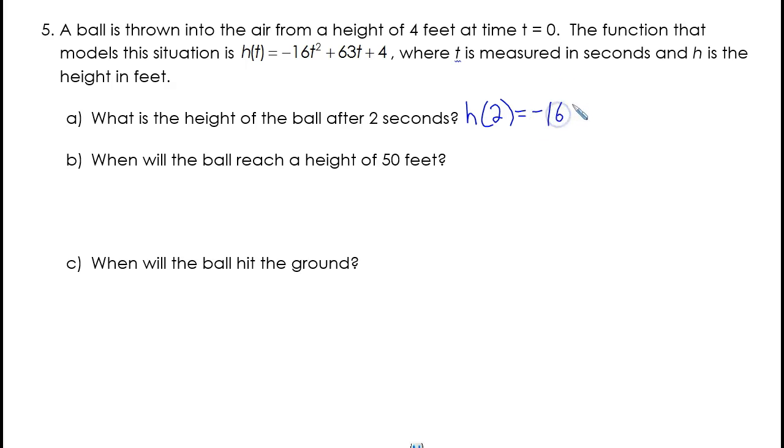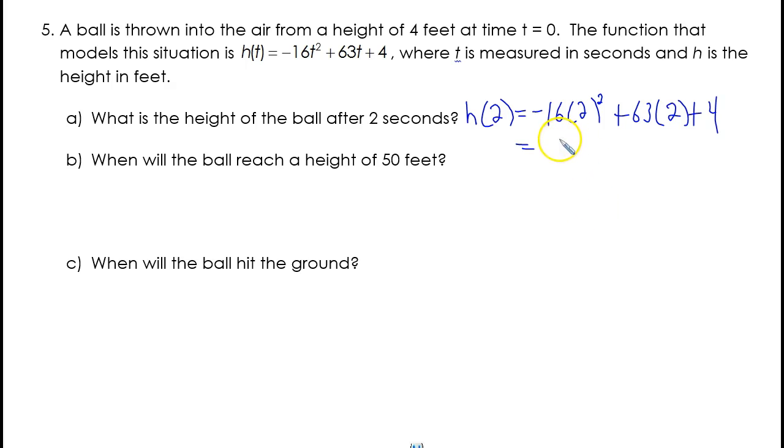So negative 16 times 2 squared plus 63 times 2 plus 4. This might be a good opportunity for you to just put all that in your calculator. You can try to do it in your brain. I don't have a problem with that. But I'm going to use my calculator here. It might take me just a second. So I've got negative 16 parentheses 2 close parentheses squared plus 63 parentheses 2 plus 4.